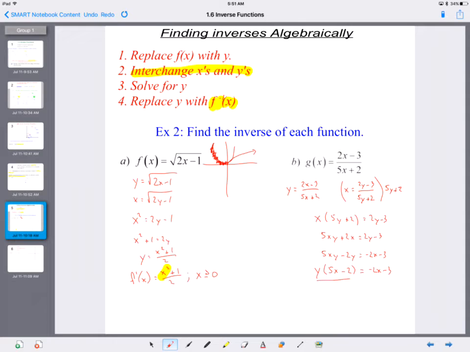And then now we can divide by that 5x minus 2, and we have y is equal to negative (2x minus 3) over (5x minus 2). So we'll write that as the inverse. So the inverse is equal to negative (2x minus 3) over (5x minus 2). And so there you have the inverse of a rational function. And we don't have to worry about rational functions being one-to-one. So we don't have to worry about restricting the domain or anything on that one for rational.